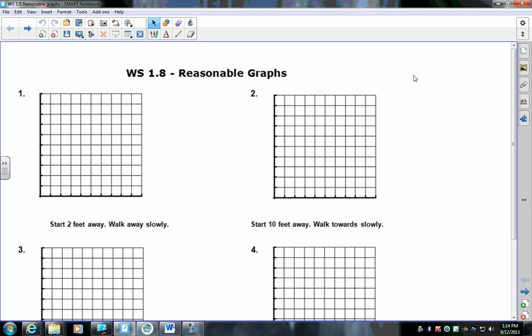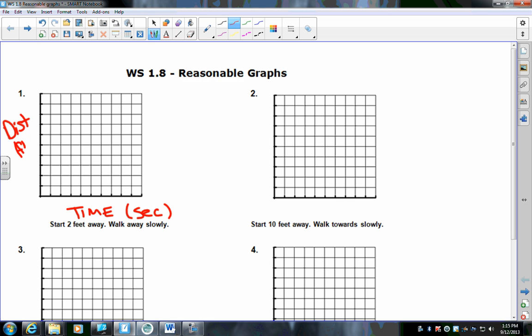Okay. Let's look at these. Like number 1 says, you're going to start 2 feet away and walk slowly. We're going to label our x-axis with time and our y-axis with distance. You can make it seconds or minutes, it doesn't matter what it is in this case. In this problem it says feet, so my distance will be feet. Now, it says that you start 2 feet away. So you're going to go on the y-axis, go up to 2 and put a dot. You're starting 2 feet away.